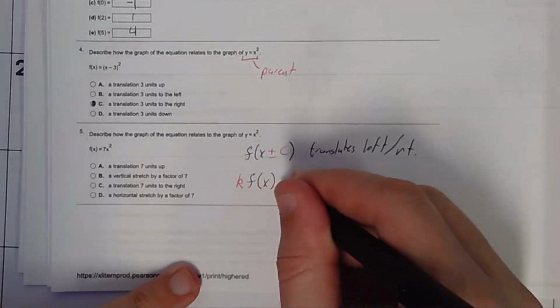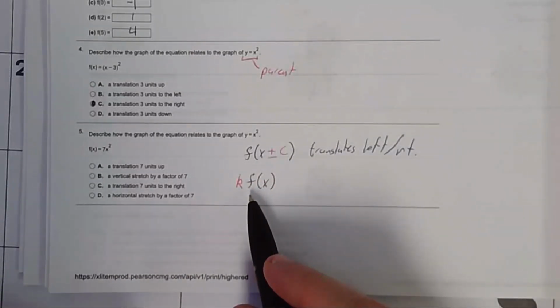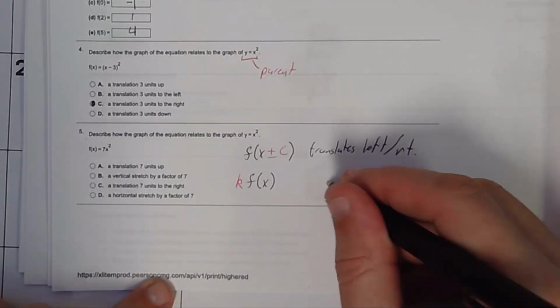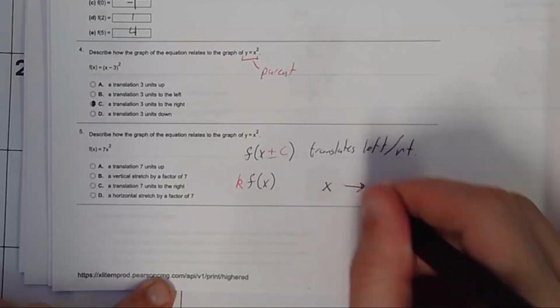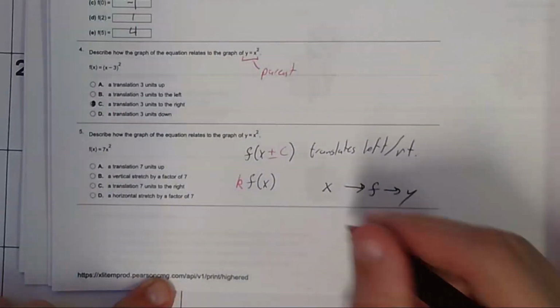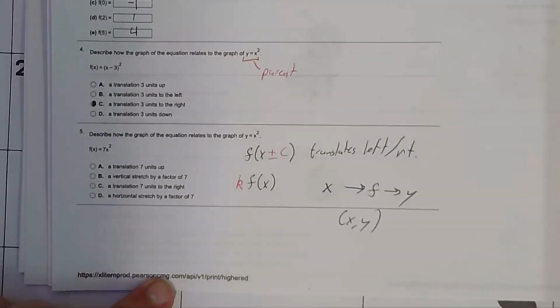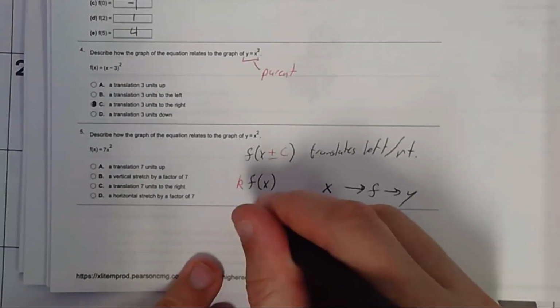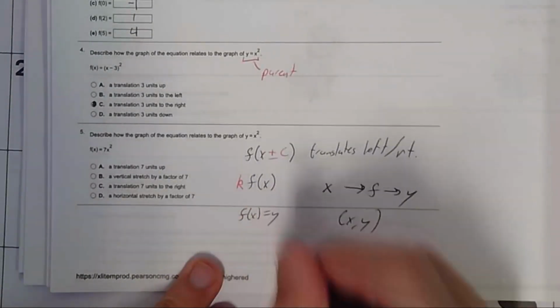Well, keep in mind that in old-fashioned Algebra 1, we said that what a function is, it takes some input like x, passes it through f, and spits out a y. And we used to write these as ordered pairs, x comma y. So then you got to Algebra 2, and we started saying, well, for all intents and purposes, f of x is actually equal to y.